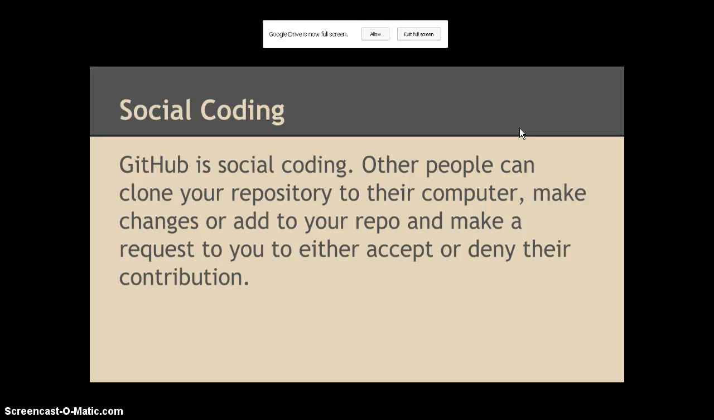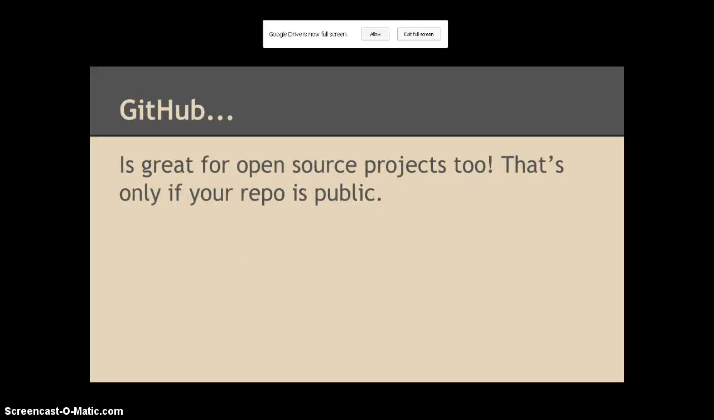Other people can clone your repo to their computer, make changes or add to your repo, and make a request for you to either accept their changes or deny their contribution. Nothing is permanent at all. So GitHub is great for open source projects. That's only if your repo is public. If it's private, no one will know about it.